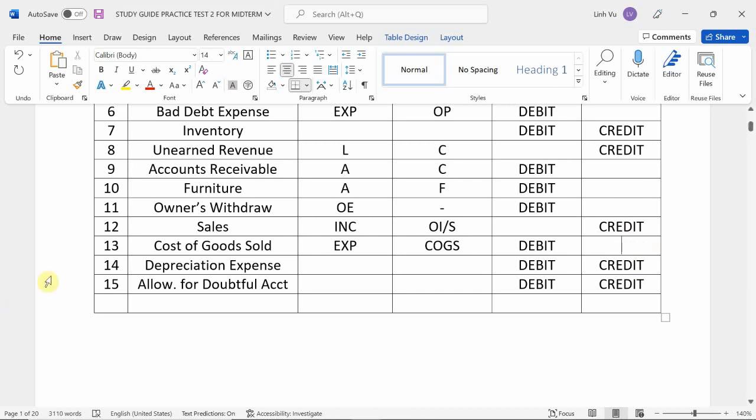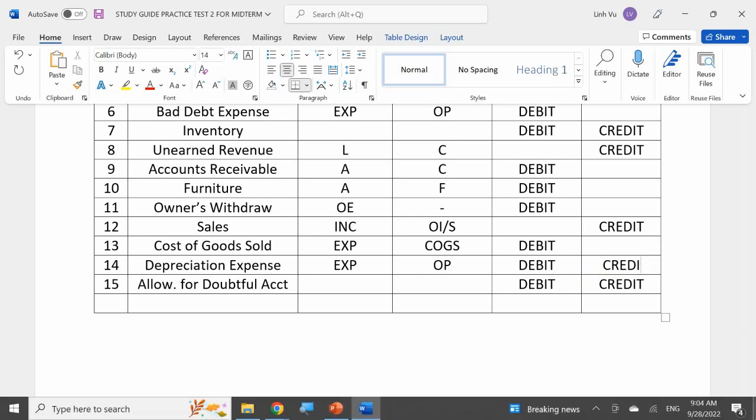All right, what about depreciation expense? It's an expense. What kind of expense? Is it an operating expense? It is an operating expense. Good. Now, what's my normal balance? Remember, the normal balance is the side that it increases on. So does it have a normal debit balance or a normal credit balance? It would be a debit balance.